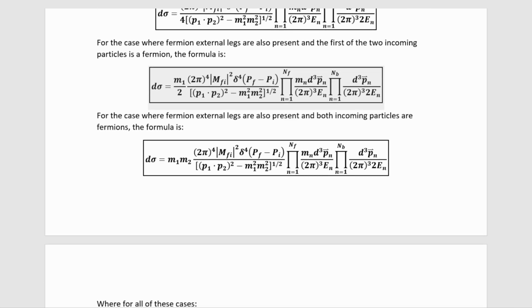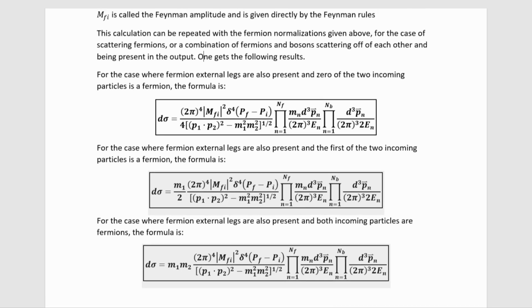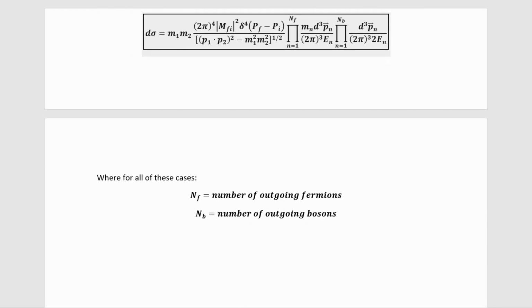For the case of both incoming being fermions, but the output also including bosons, we have this one, and then of course we just leave off the boson factor if we only have fermions going out. That's the case for all of these, where these NF and NB for all of the above are the number of fermions and number of bosons respectively. So that completes the calculation.